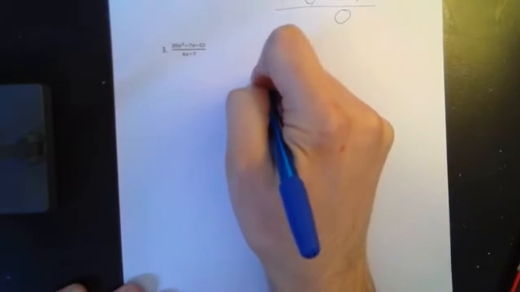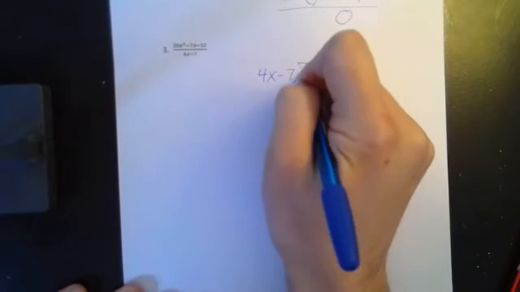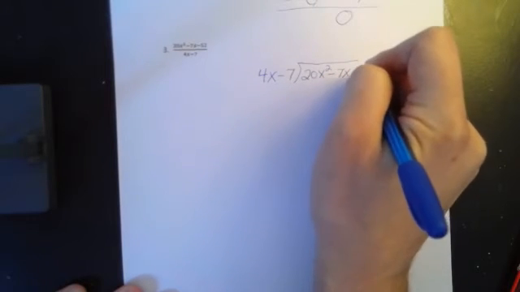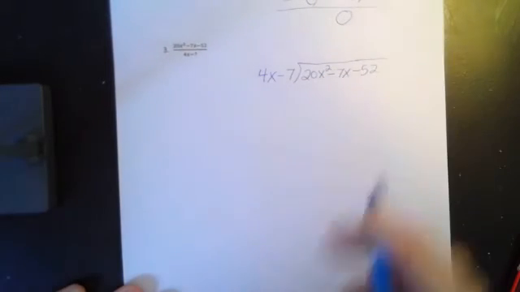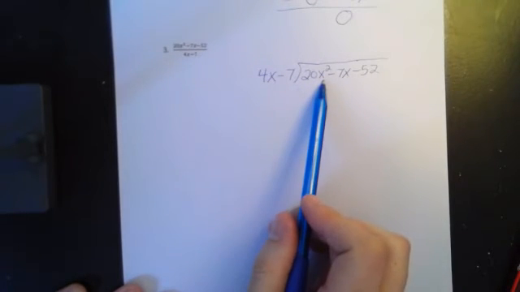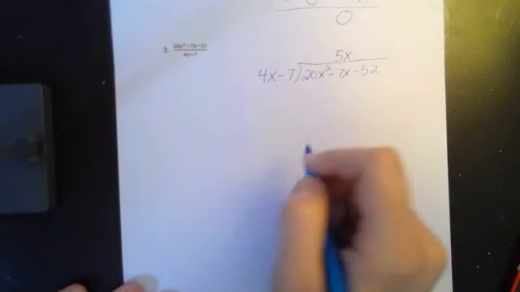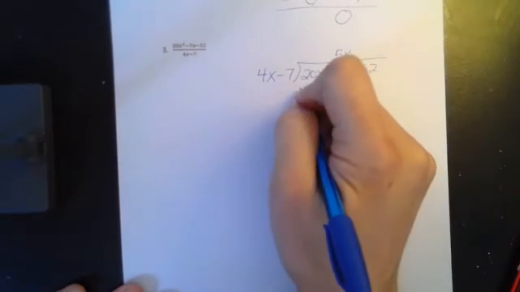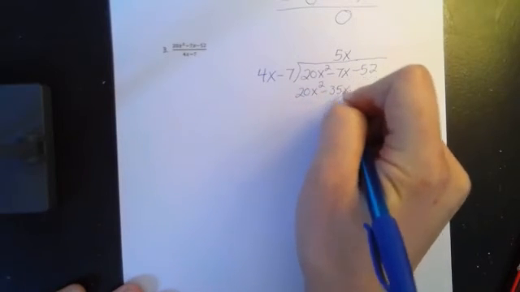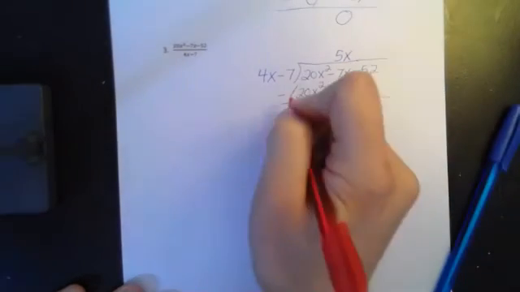So we have 4x minus 7 as our divisor. Our dividend, 20x squared minus 7x minus 52. Okay, so just like we started before, what do we multiply 4x by to get 20x squared? That's going to be 5x, so we put a 5x as our linear term. 4x minus 7 times 5x is 20x squared minus 35x. Remember, you're subtracting. Distribute that negative.